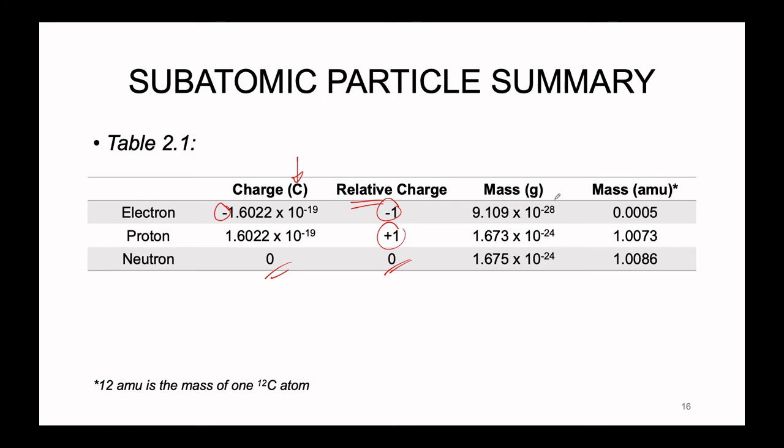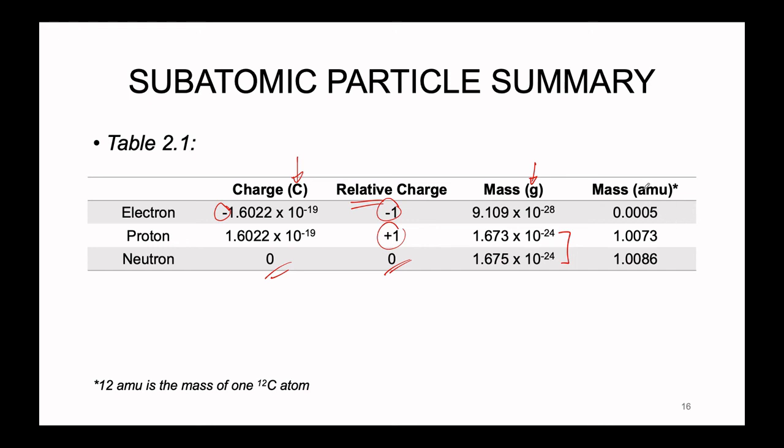The electron has a mass in grams of 9.109 times 10 to the -28. We can see that the masses of the proton and the neutron, again, are very small, but they're approximately equal to one another. The mass of the proton is 1.673 times 10 to the -24, and the neutron, again rounded to the thousandths place, is 1.675 times 10 to the -24.